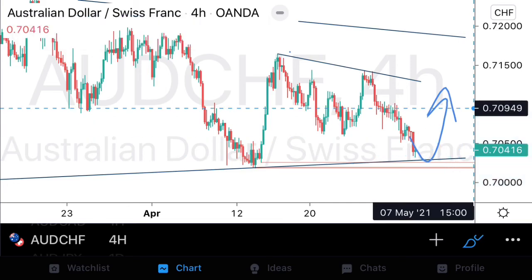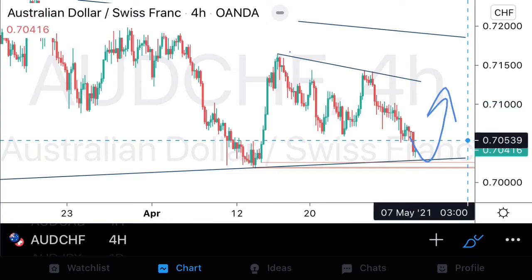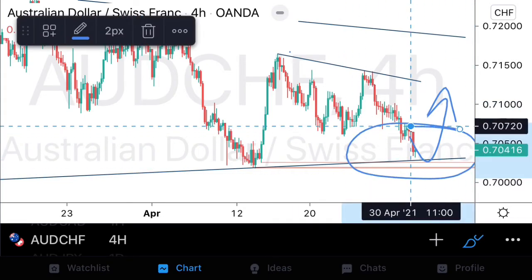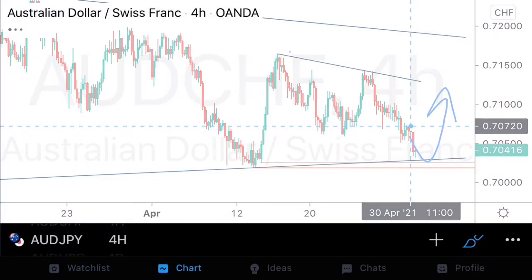I'm going to be looking for some upside, whether that's an inverse head and shoulders, or a double bottom structure, or whatever bullish bias structure presents itself to me at these support areas. I'm going to be looking for a bullish bias entry. So let's go on to Aussie JPY.